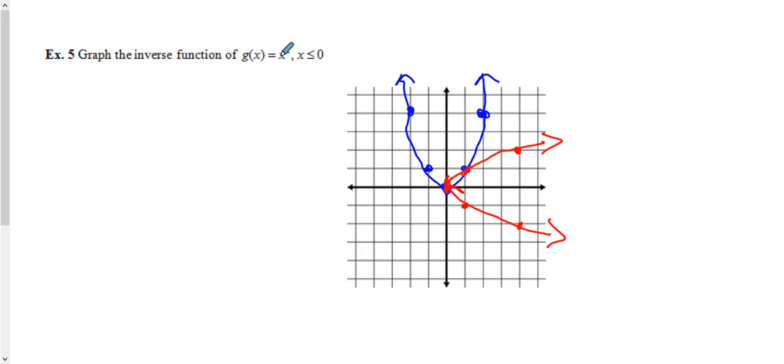Here, by the way, we also have graphed the inverse function of g of x equals x squared, which we have done. That's my inverse function. And there's this extra little piece here, this x has to be less than 0 piece. For x has to be less than 0, that's going to be a restriction.